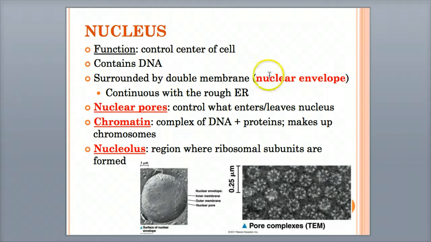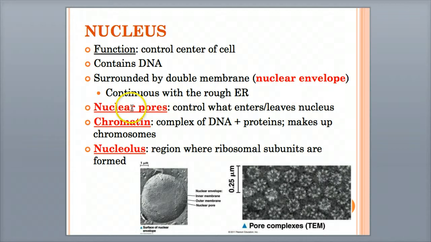The nucleus has a double membrane, and that double membrane is called a nuclear envelope. So it's, again, I said a membrane. An easy way to remember a membrane is like the shell of an M&M. It's continuous with the rough ER, so we're going to talk about ER, or endoplasmic reticulum, later. But just know that the nucleus has DNA and it has its own membrane.